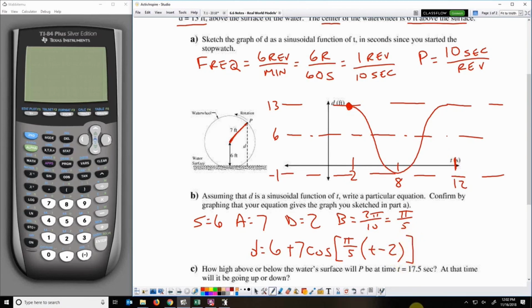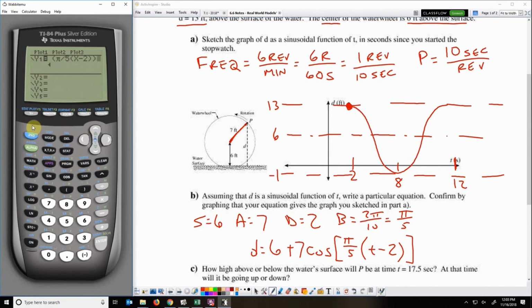Then we're going to graph it here in the calculator. In order to graph a sine wave, first I need my mode to be radians. So 6 plus 7 cosine, and it opens up parentheses for me, pi over 5. And then I'm going to open up another set of parentheses for t minus 2, and I'm just going to put an x. And I'm going to close both sets of parentheses.